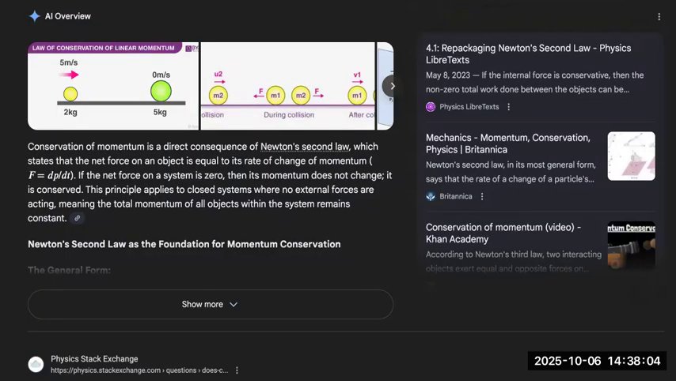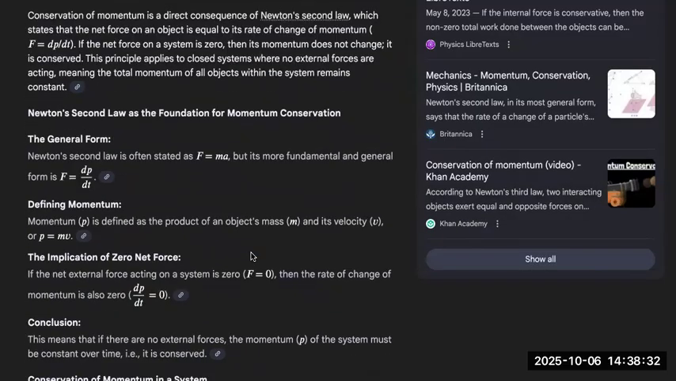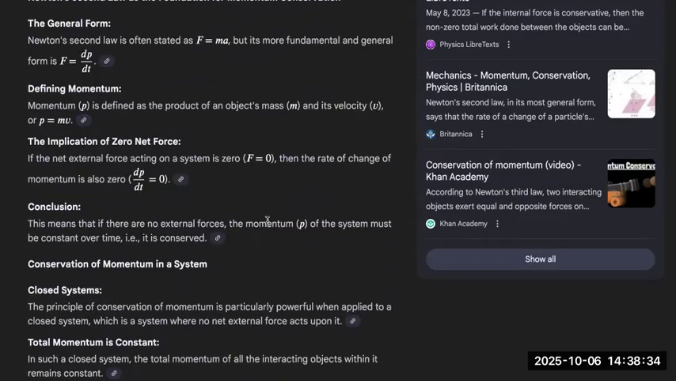Sure enough, conservation of momentum is a direct consequence of Newton's second law, which states that the net force on an object is equal to its rate of change of momentum, or F equals dp over dt. If the net force on a system is zero, then its momentum does not change. It is conserved. This principle applies to a closed system where no external forces are acting, meaning the total momentum of all objects within the system remains constant. Newton's second law is the foundation for momentum conservation, as you see over here.